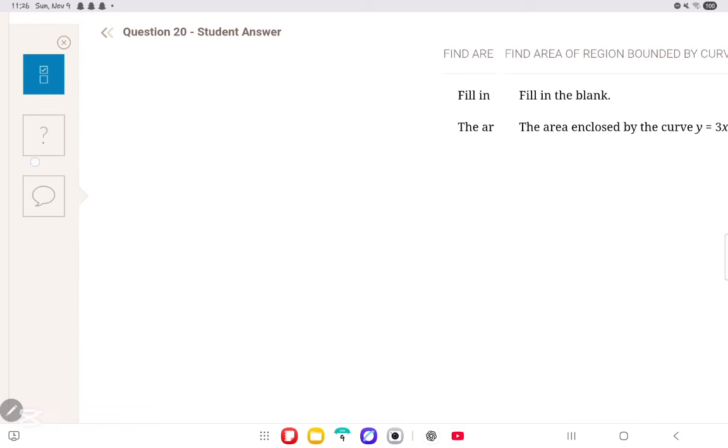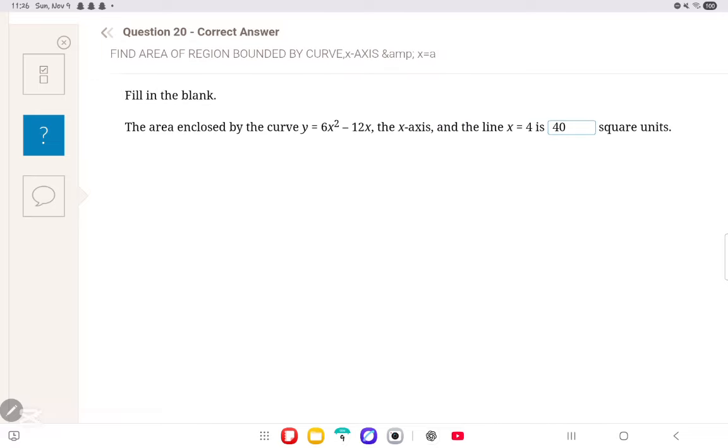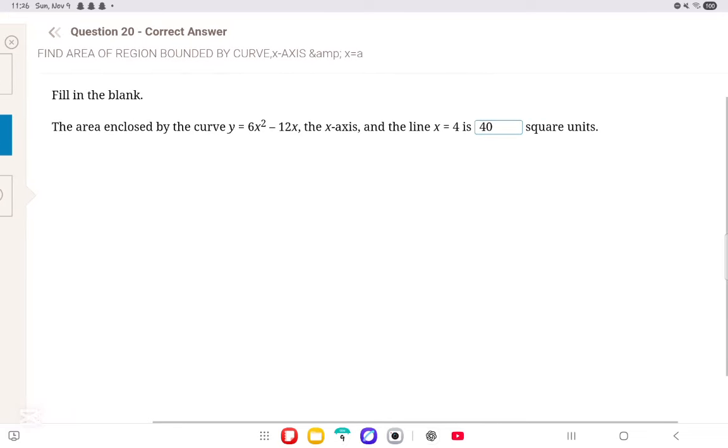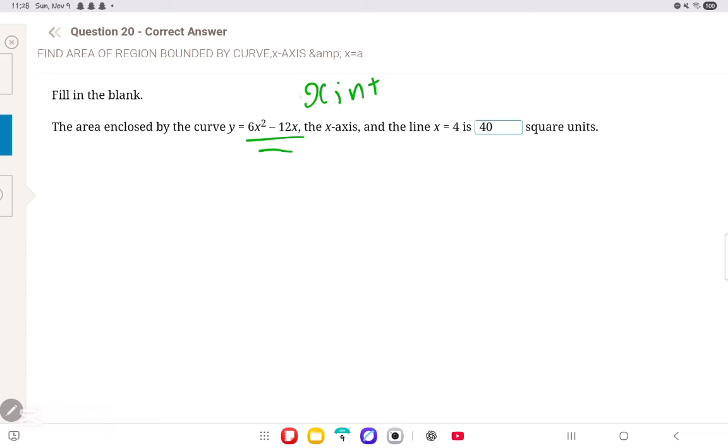We move on to question number 20. What does it say in question number 20? Okay, same exact thing. The area enclosed by the curve y equals 6x squared minus 12x, the x-axis and the line x equal 4. Okay, so what we're going to do in this scenario is we have our boundary from the x-axis. We need to find the smallest possible x-intercept and the biggest possible x-intercept.